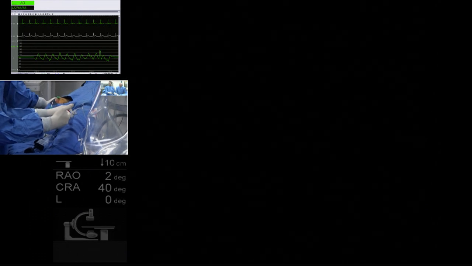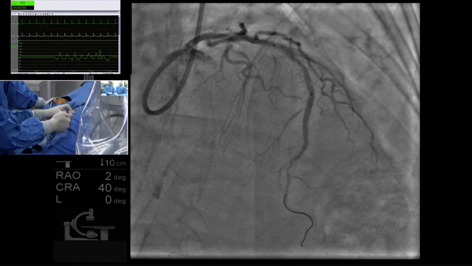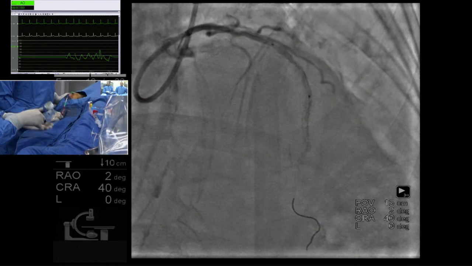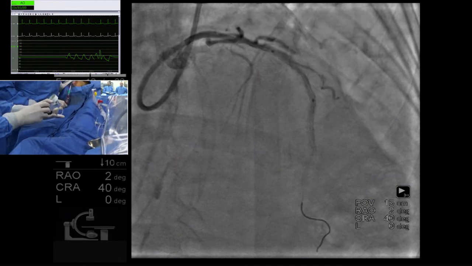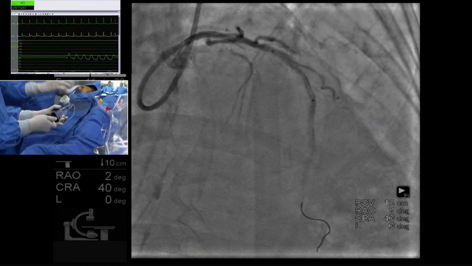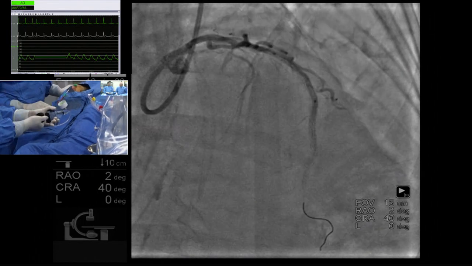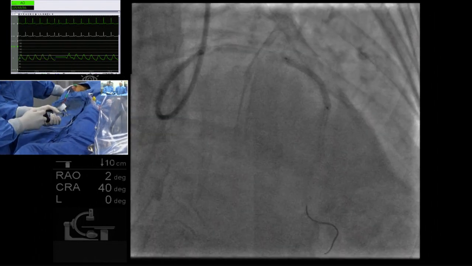So how do you estimate the lesion length, Tejas? Pardon? How do you estimate the lesion length? Lesion length I have estimated on OCT. It was almost 53, 54.